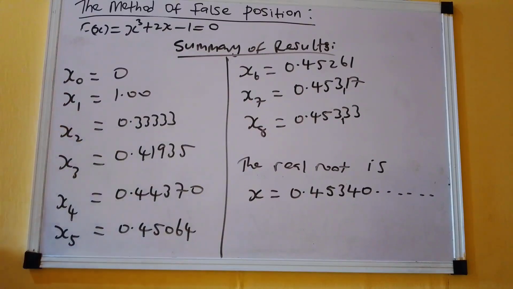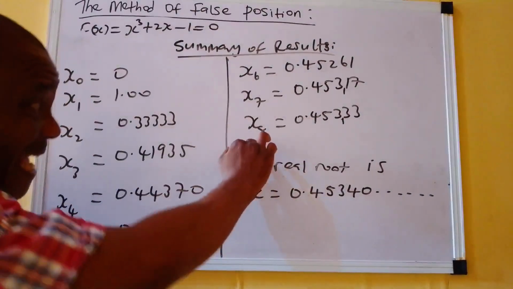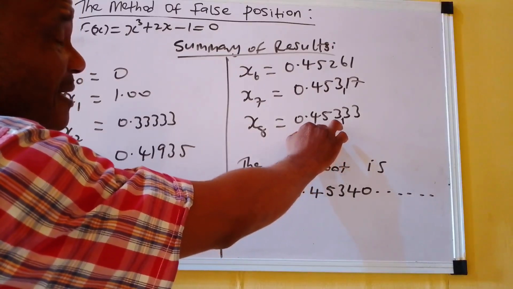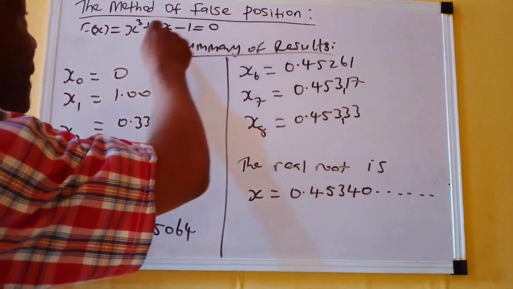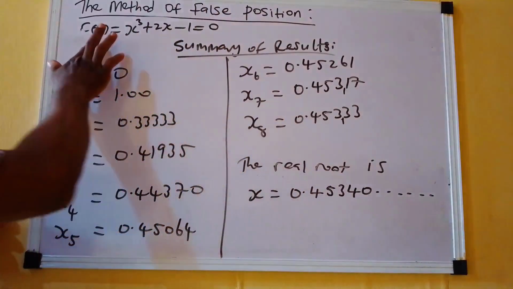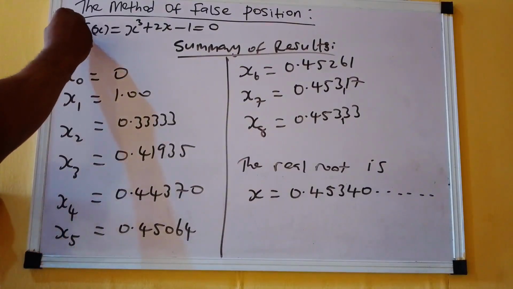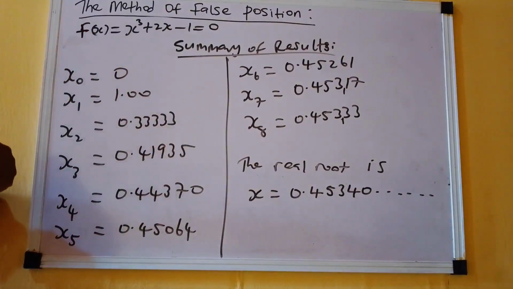Now we have used the method of first position. You can see that at the 8th iteration, we have gotten 3 decimal places level of accuracy. That means for this particular problem, the Newton-Raphson method is the best for this method, followed by the method of first position, then followed by the bisection method.